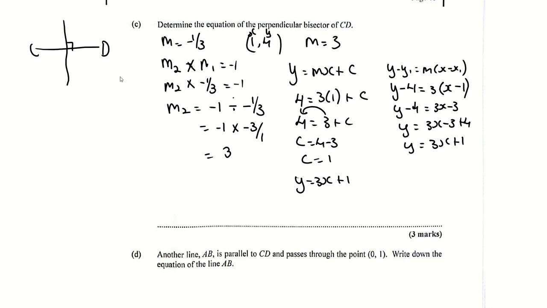And again, perpendicular means the product of the gradients is negative 1. So my gradient for CD was negative a third. So the gradient for the perpendicular bisector of CD would be: negative a third multiplied by the gradient of that perpendicular bisector is equal to negative 1. So you know that the gradient of that perpendicular bisector line is 3. Right? And then you substitute it into this. (x1, y1) is (1, 4), because they told you perpendicular bisector, so you know it intersects CD at (1, 4). Right? And that is how you would do this question.